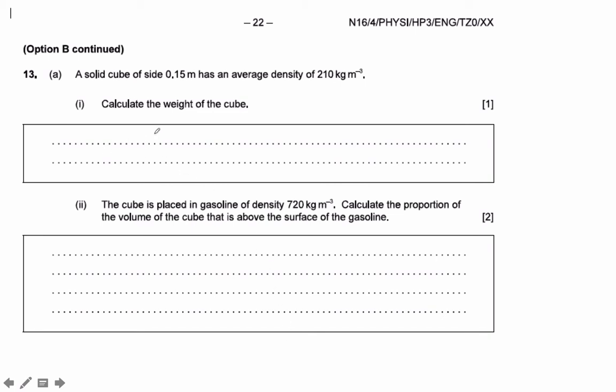Calculate the weight of the cube. Remember, weight is not mass, right? So the weight of the cube is going to be the force of gravity. Force of gravity is mg, and the formula is g is F over m in the data packet, but it's buried somewhere else, right? And then the mass of it you're going to get from the density equation, right?